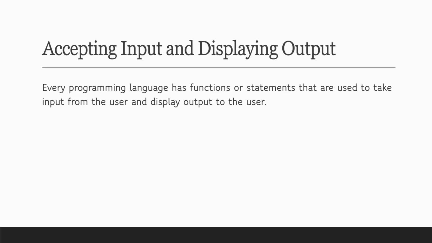In Python, we use the input function to accept text input from the user. If you need to accept numeric values, you can convert the input using functions like int for integers and float for floating point numbers. Now coming to displaying the output. To display output, most programming languages provide a function to print or display the data. In Python, we use the print function.